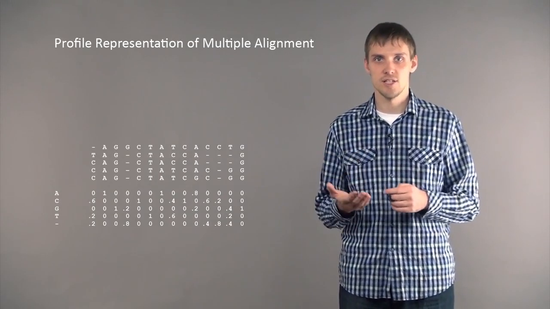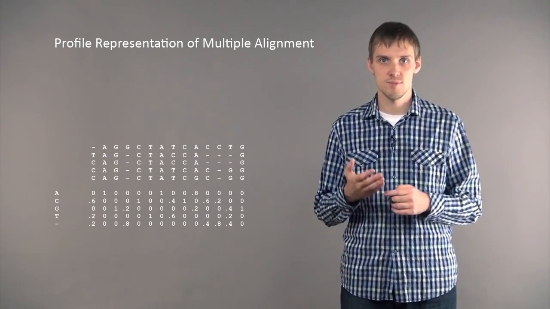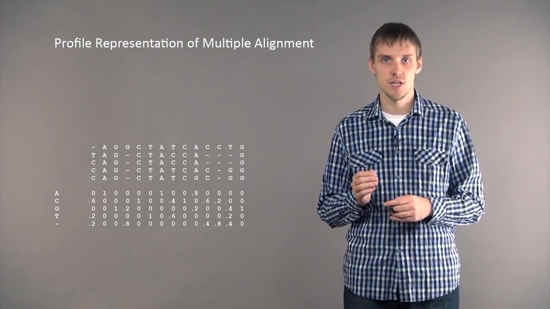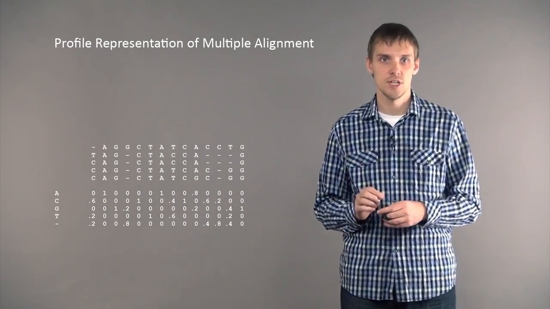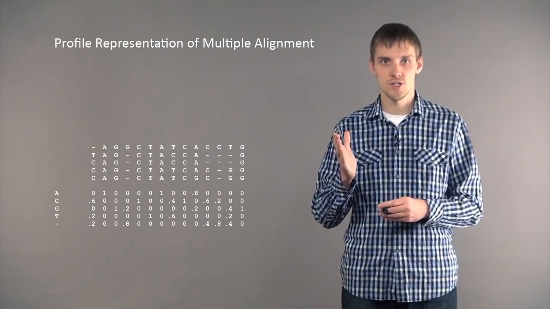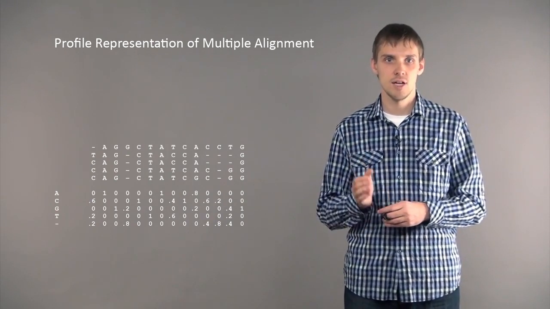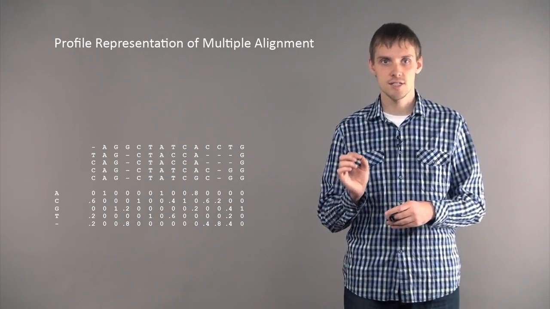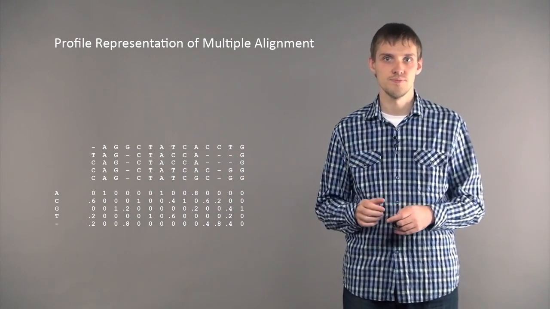Let's consider profile representation of multiple alignment. We had profiles before in this course, and a profile is usually a probability for each letter to occur in each column. So for these sequences, you can see that the first column contains 0 A's, 1 T, 3 C's, and 1 gap. And the probability of C is 0.6, and the probabilities of T and the gap are 0.2.